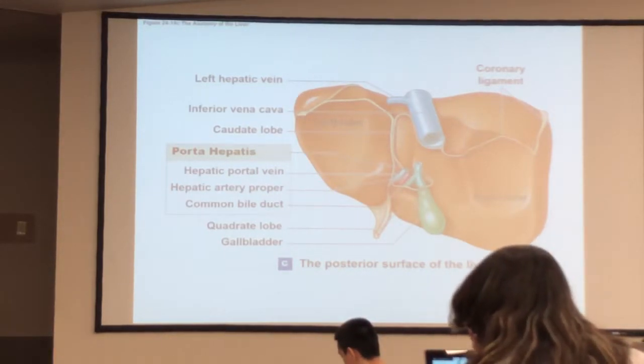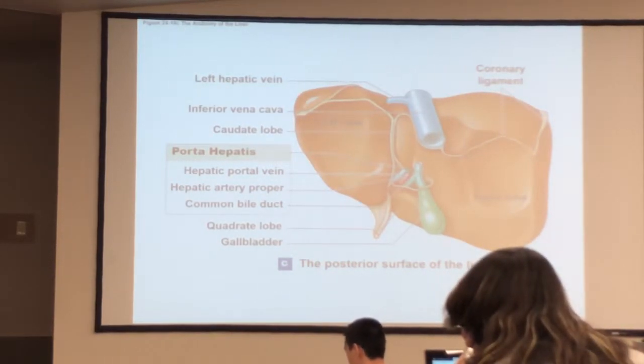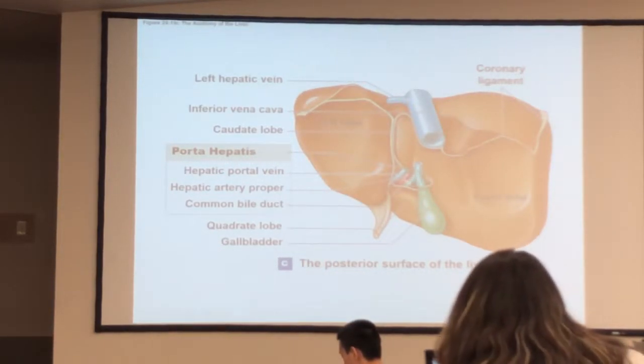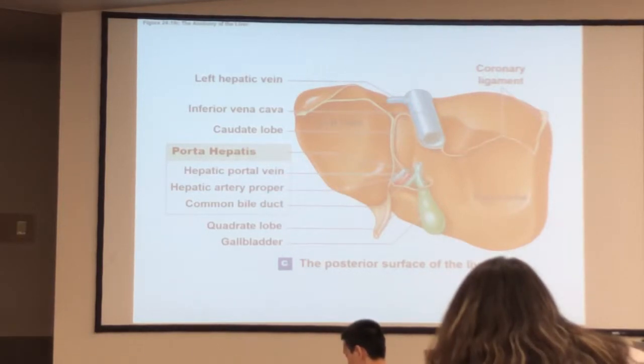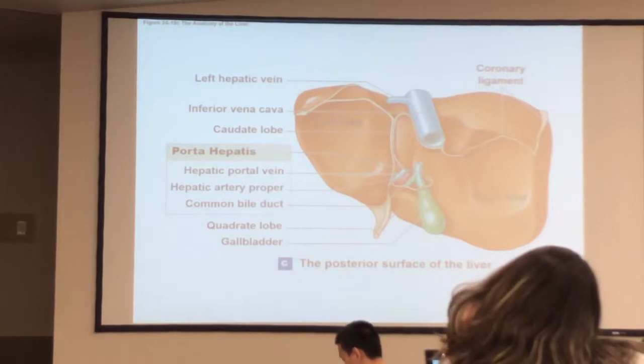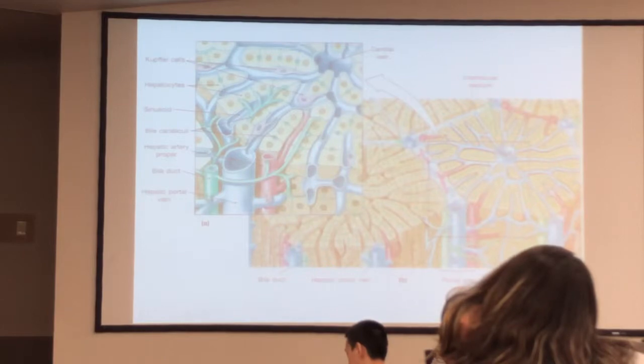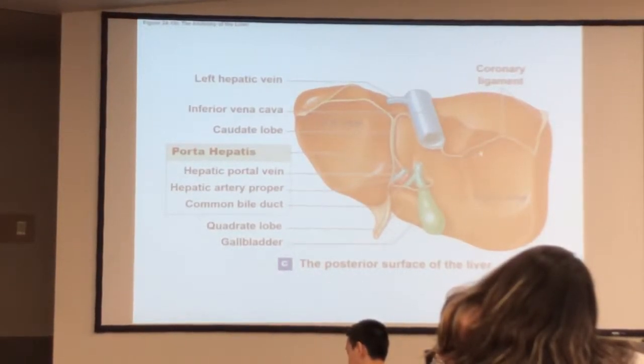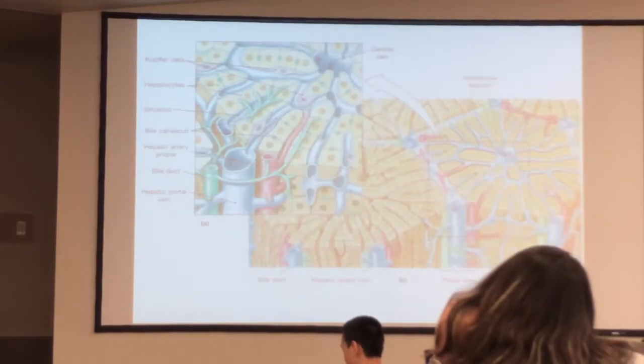This one shows the same thing. Porta hepatis. That means that is the place where three tubes come in and out: the portal vein, the artery, and the bile duct. It looks like a cover on the surface of the liver, which we call the coronary ligament. It's a branch of the falciform ligament.